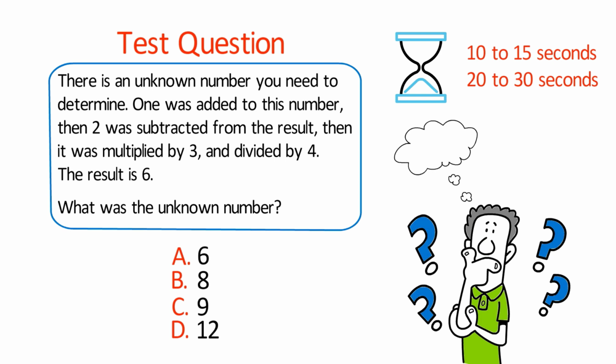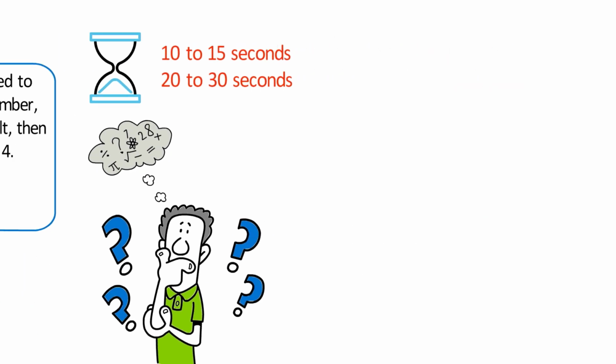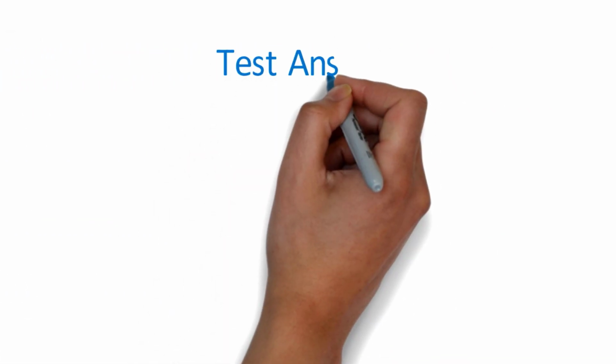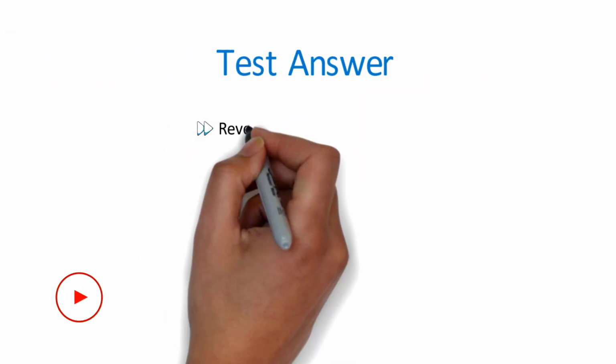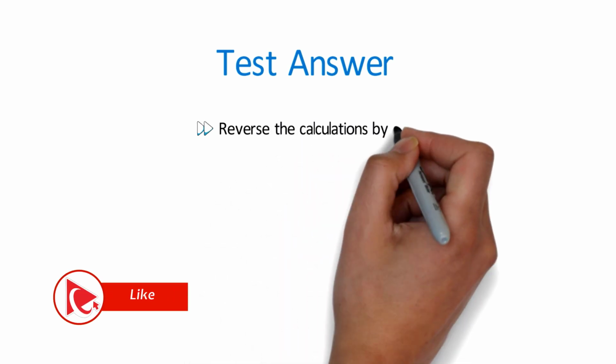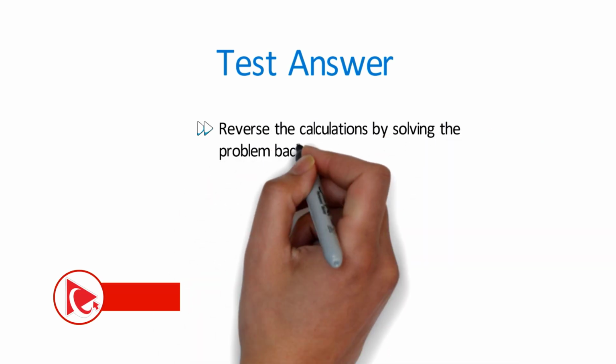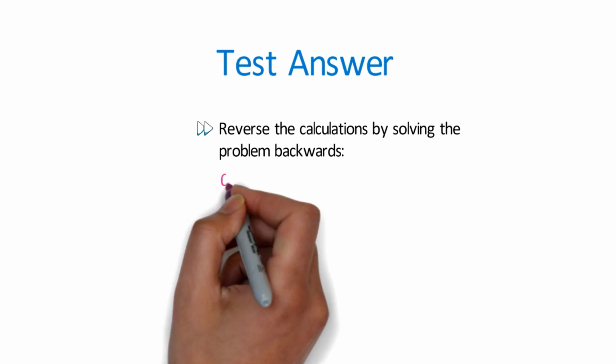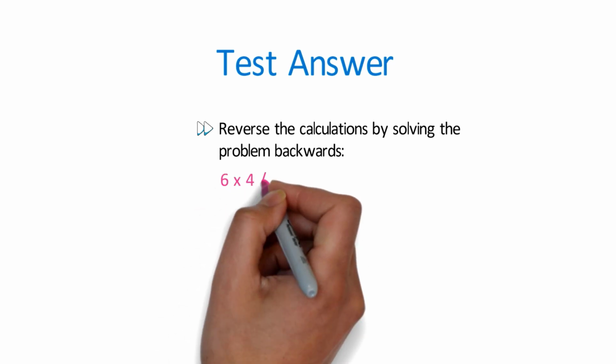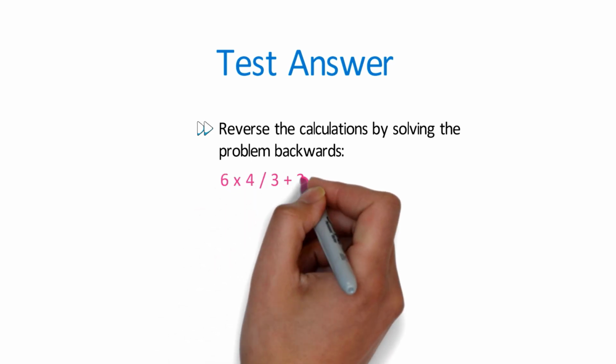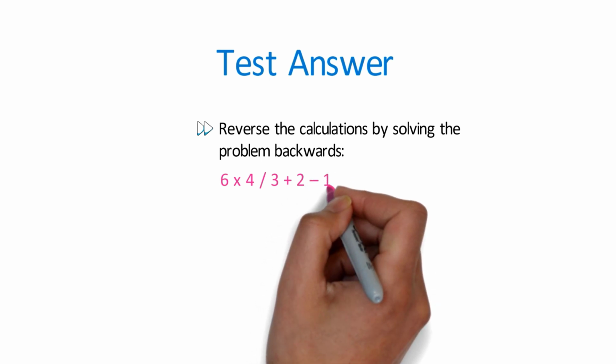Ready or not, I am going to continue and reveal the correct answer as well as the solution on how to solve these types of challenges. The best way to solve these types of challenges is to reverse the calculation by solving the problem backwards. So what we can do, we can multiply 6 by 4, then divide by 3, add 2 and subtract 1.